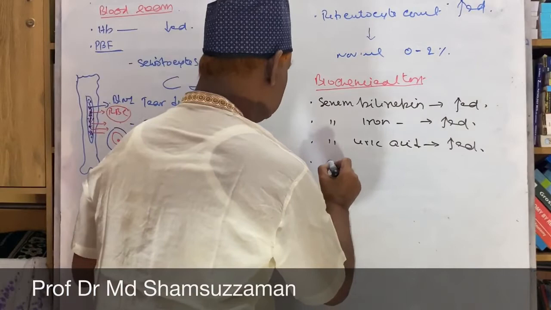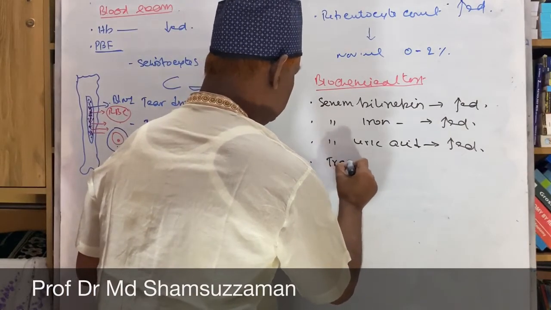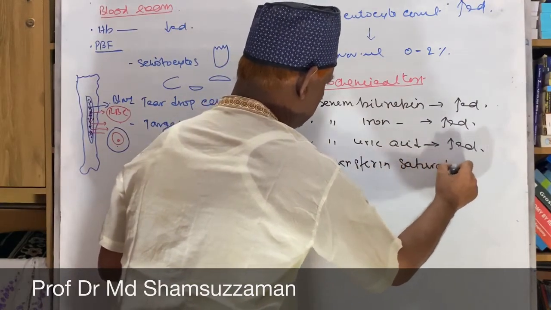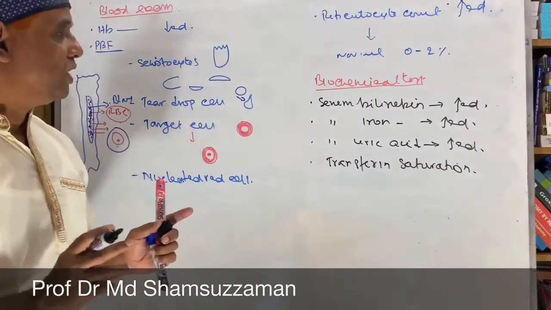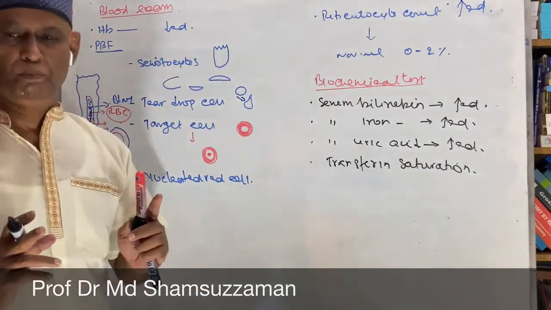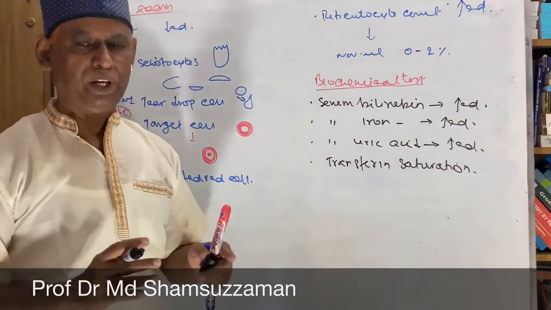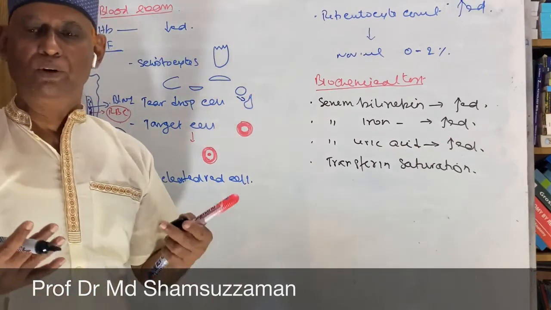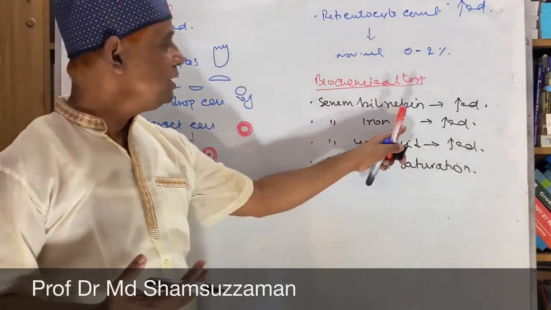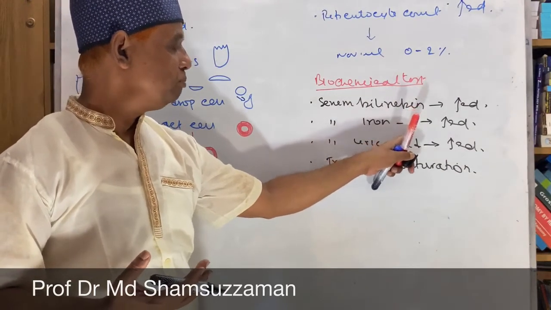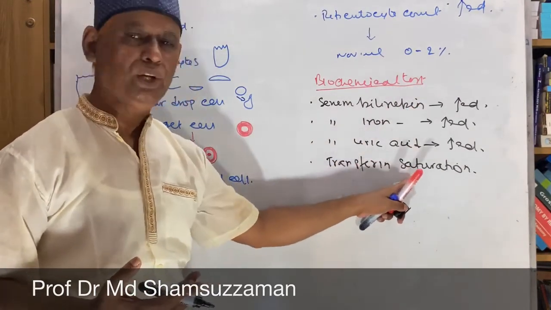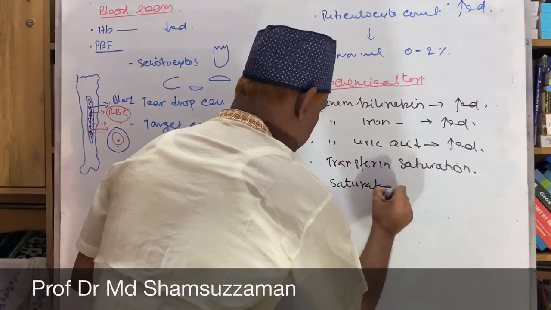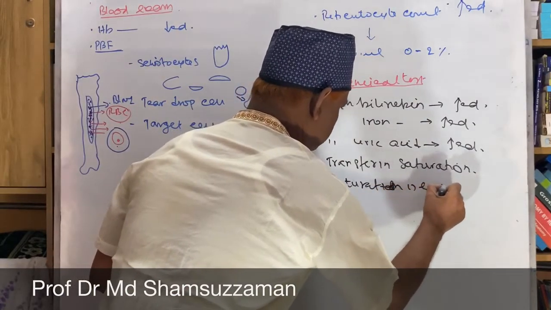Then transferrin saturation. Dear audience, you know transferrin is a carrier protein of iron in plasma. In our plasma, transferrin carries the iron. So transferrin is nothing but the iron transporter, iron carrier. As the iron level in blood is increased, transferrin saturation is complete.